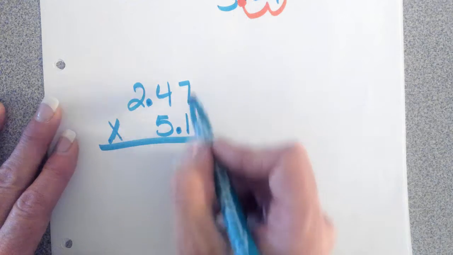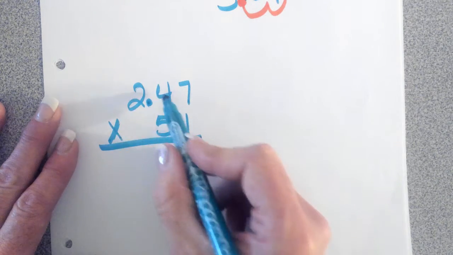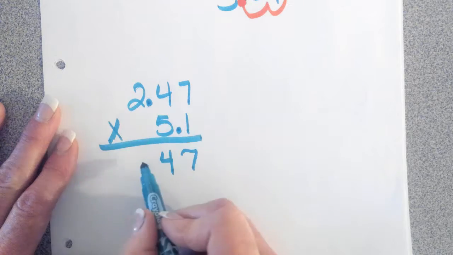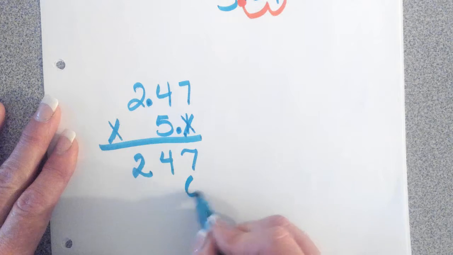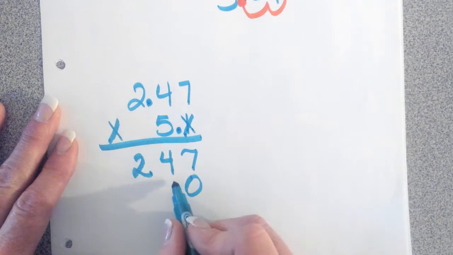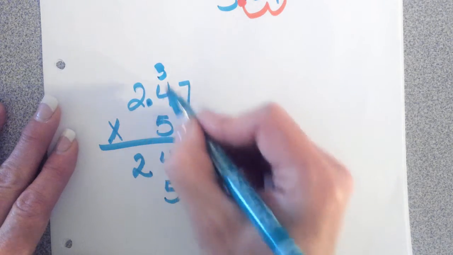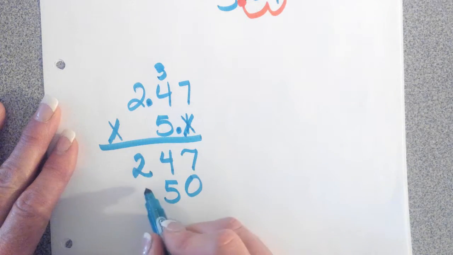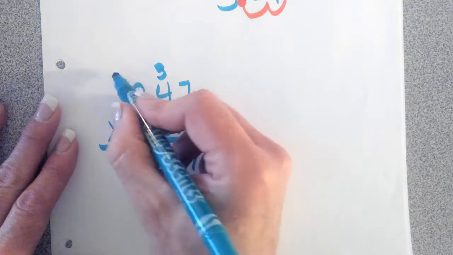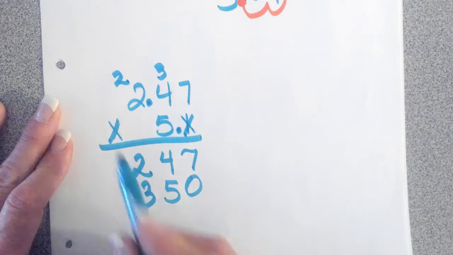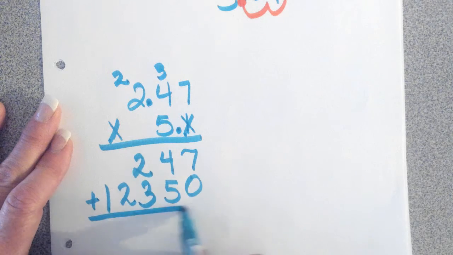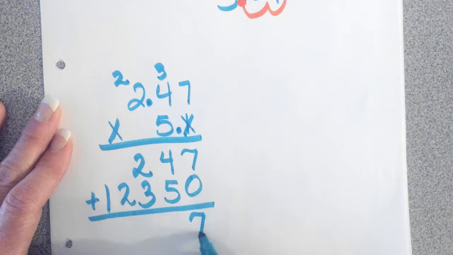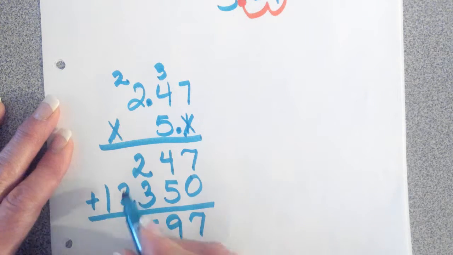All right, here, begin. 1 times 7 is 7. 1 times 4 is 4. And 1 times 2 is 2. Okay, remember, scratch out that. Go to the next place over. 5 times 7 is 35. Carry the 3. 5 times 4 is 20 plus 3, 23, carry the 2. 2 times 5 is 10 plus that 2 is 12. Then I just add like I normally would. 7 and 0 is 7, 5 and 4 is 9, 2 and 3 is 5.